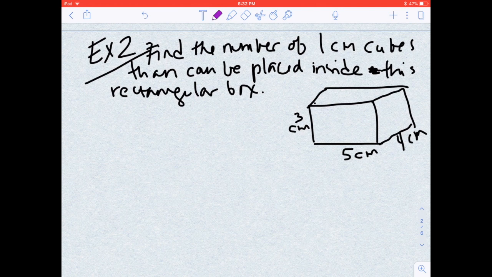All right, example 2. Find the number of 1 centimeter cubes. So I'm trying to figure out how many of these little perfect cubes, that are 1 centimeter on each side, I could fit into this box.